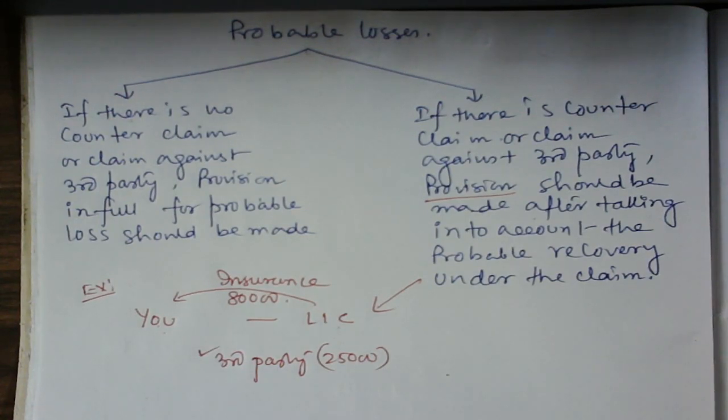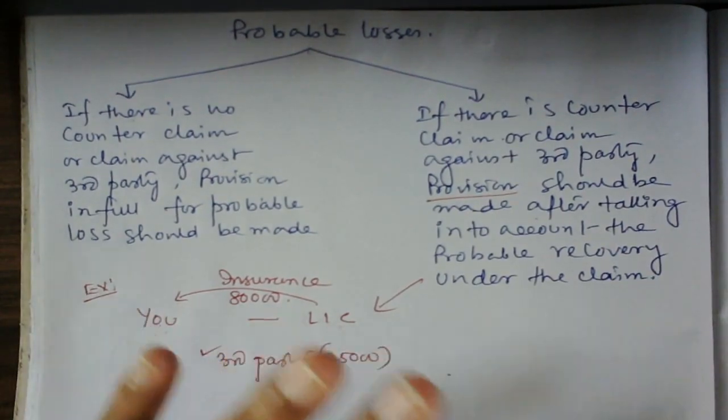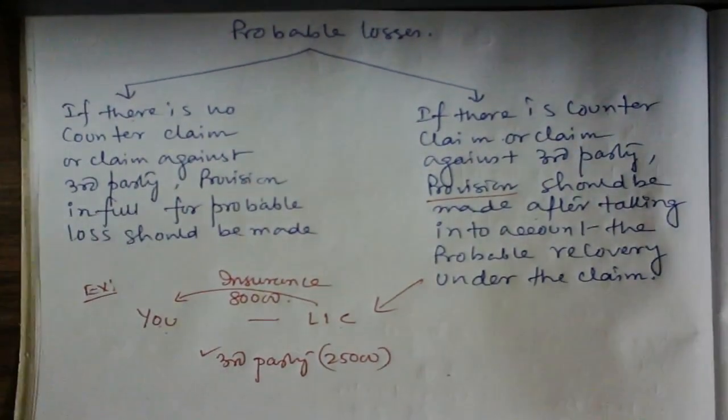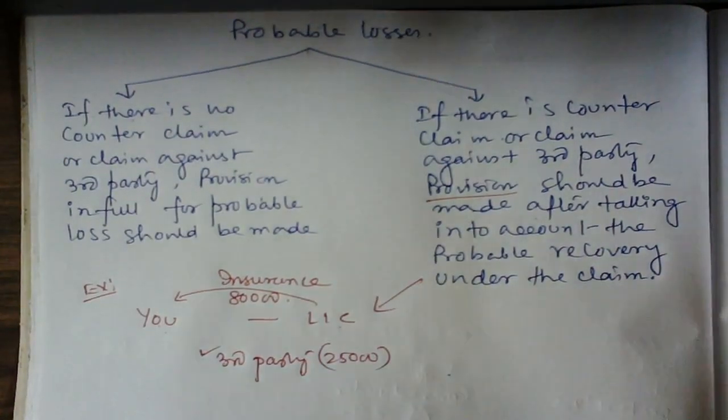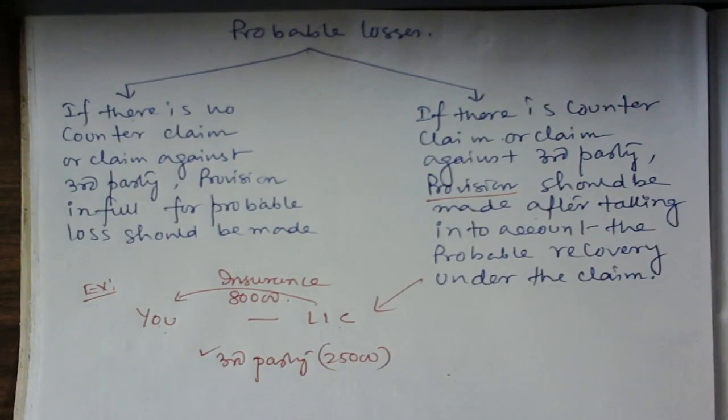And if there is no counter claim or claim against the third party, then aapko full provision karna hai. Aap kisi ko paisa diye ho, you sell some goods to someone else. Suppose ye wala example hai, you sold goods to Mr. X. And when Mr. X is going to be insolvent, then you have full losses. Correct, guys? Samajh mein aa raha hai? You sold some goods to Mr. X and Mr. X is going to be insolvent.